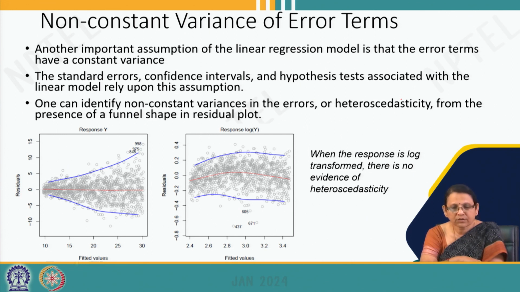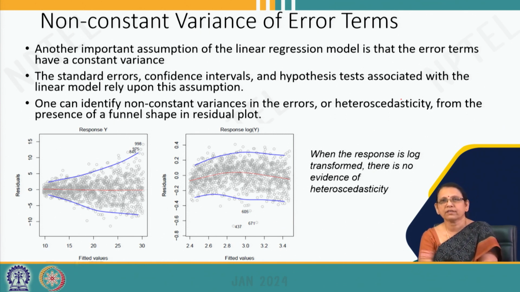Now, there is one more assumption in the linear regression model: that error terms have constant variance. They are random and their variance is constant. The standard error that we determine, as well as confidence intervals and various hypothesis tests associated with the linear model, generally rely on this assumption, because every time you are taking y minus y bar or y minus y hat square, all these terms relate to the variance.